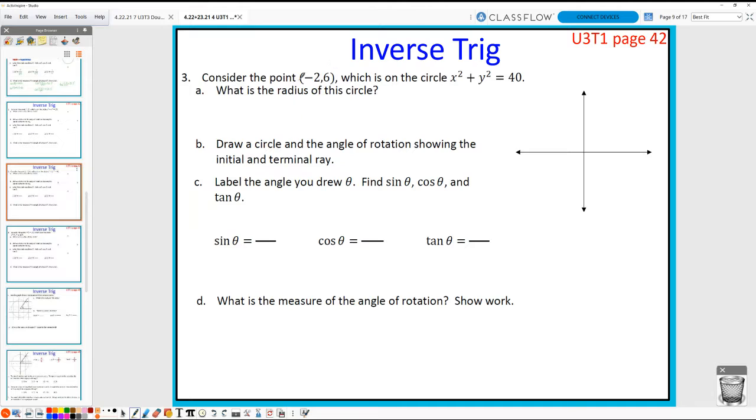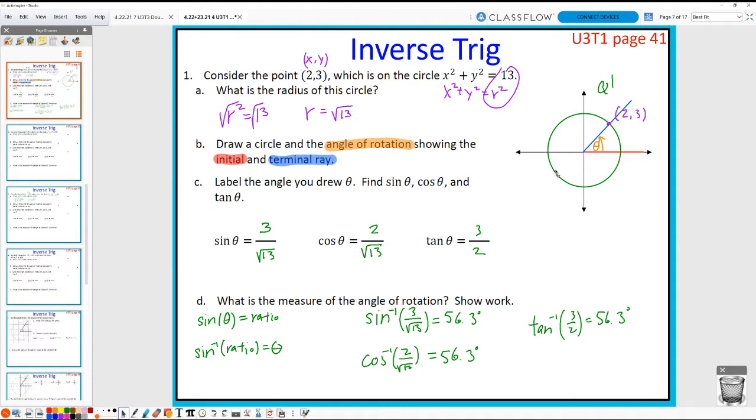Okay, so similarly, we have considered the point -2, 6. That's my x, that's my y. Again, they give me the equation of the circle, so I don't actually need to do anything difficult in terms of solving. R squared is equal to 40, because x squared plus y squared equals r squared. Again, take the square root of both sides. R must be, again, it doesn't simplify nicely. Now, for those of you that might know how to simplify this, you can get it down to 2 root 10. We're not going to do that. That's not really that big of an issue.